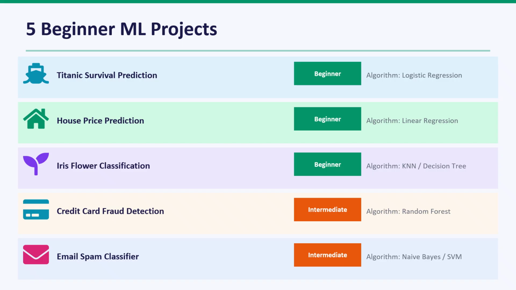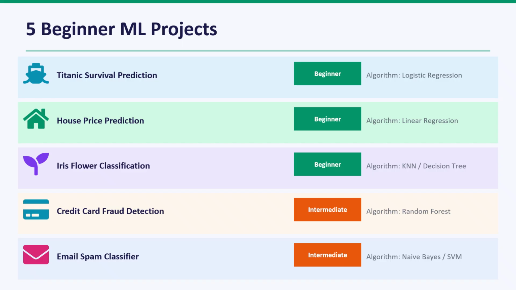Project 2, House Price Prediction. Predict house prices using square footage, number of rooms, and location. This is a linear regression project and teaches you the full preprocessing pipeline. Project 3, Iris Flower Classification. Classify flowers into 3 species based on petal and sepal measurements. Great for learning KNN and decision trees. It's clean, small, and beginner friendly.